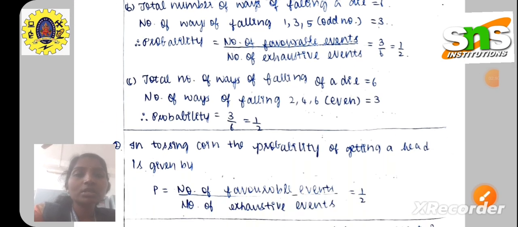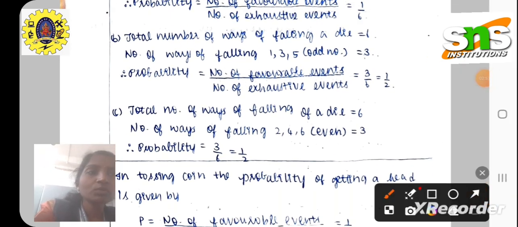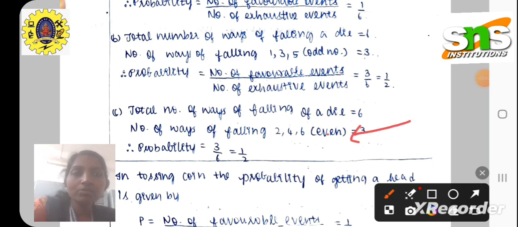The third question. What will be the third question? You are going to have the even number as the throw's result. So number of ways of falling a die with even number is 2, 4 and 6. The number of ways is 3. As said earlier, number of ways is 3 only, and therefore the probability is, in the numerator we will have the favorable events, in the denominator we will have the exhaustive events.